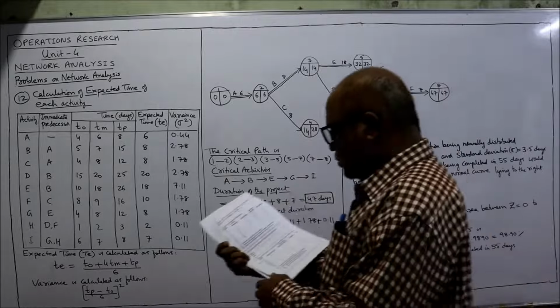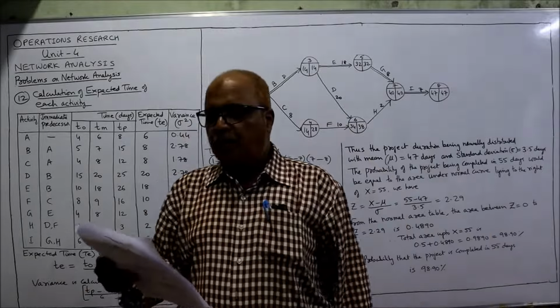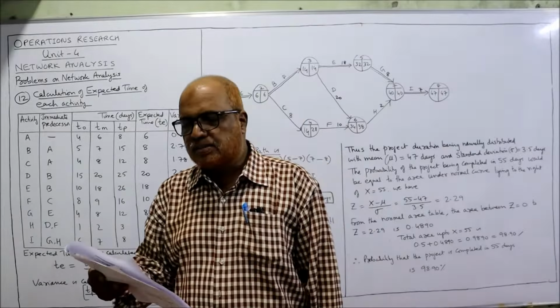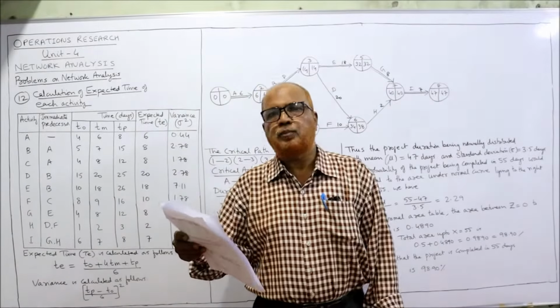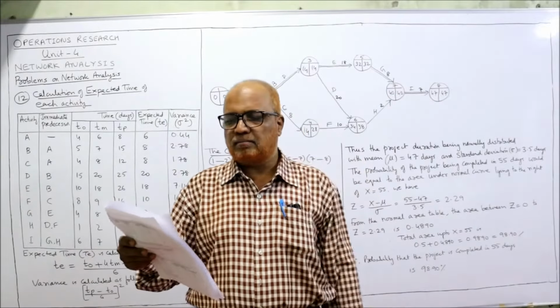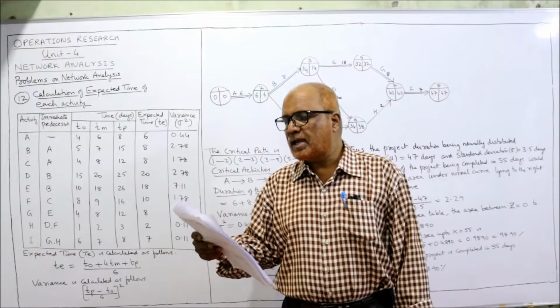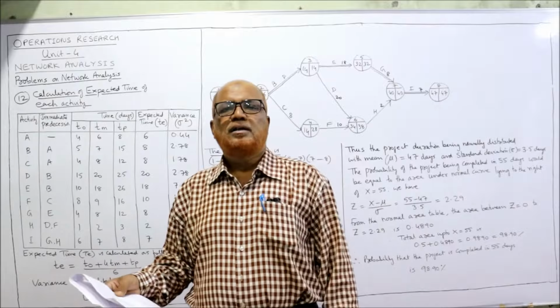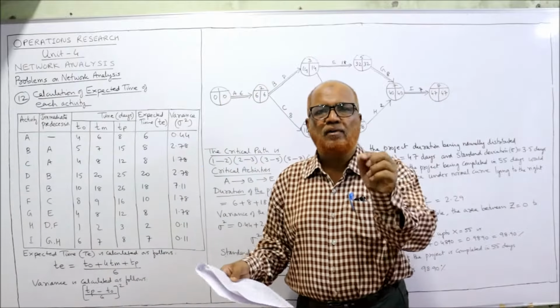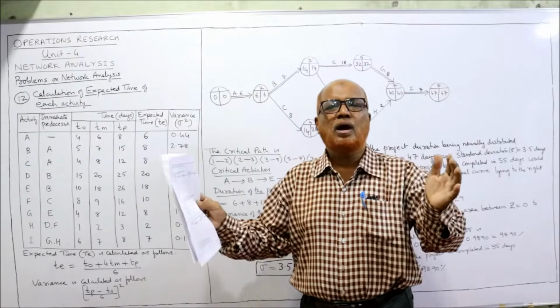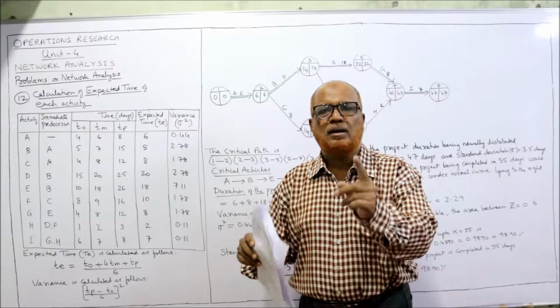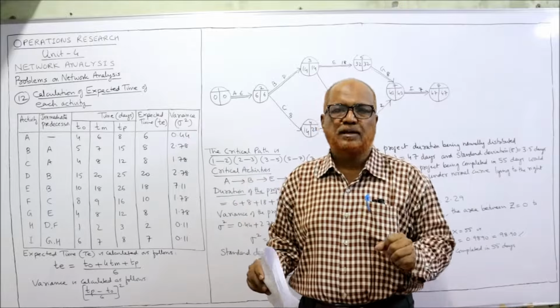Now, see the 12th problem. A project has the following characteristics. Activities are given A, B, C, D up to I. Immediate predecessors are given. Then time in days: most optimistic, most likely, most pessimistic. Three time estimates are given for every activity. We have to combine the 3 activity times and make it one expected time, TE.